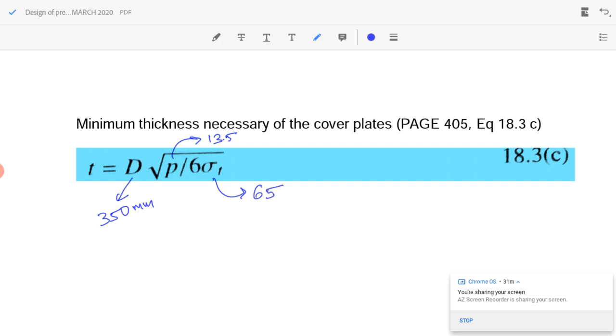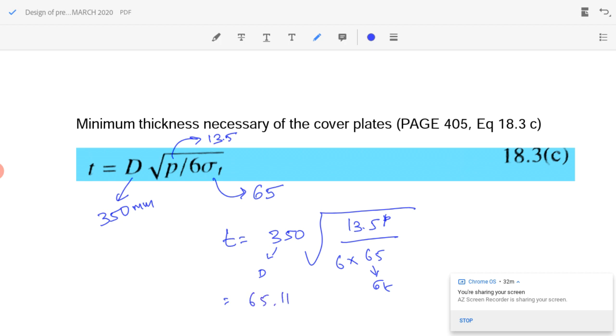So you will get thickness t equal to 350 into root of P divided by 6 into sigma T, where P equal to 13.5 and sigma T equal to 65. You will get 65.11 mm.